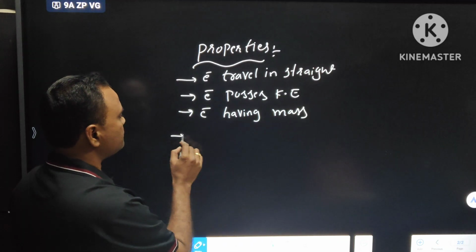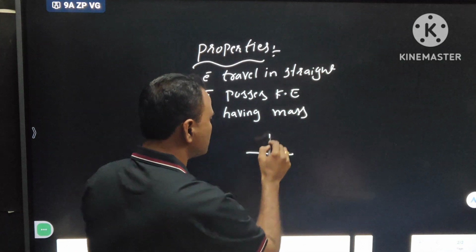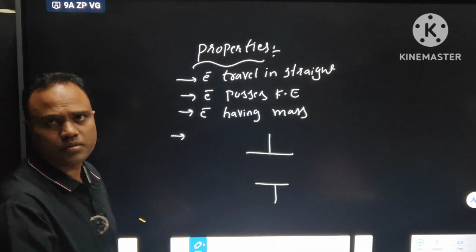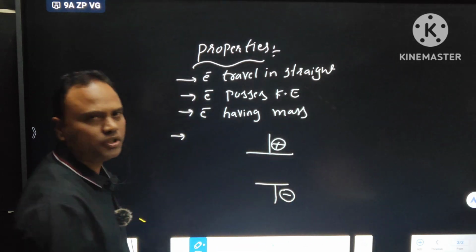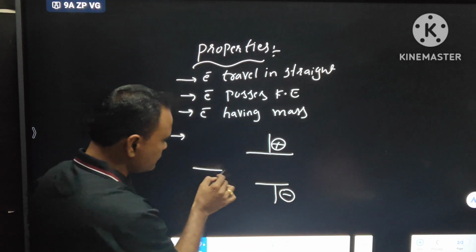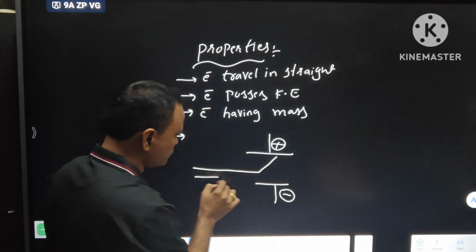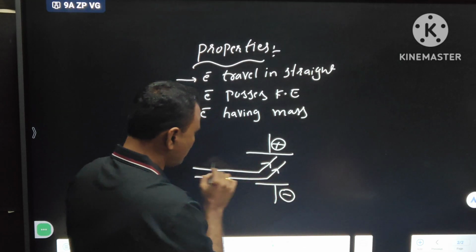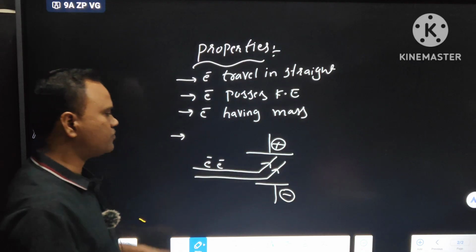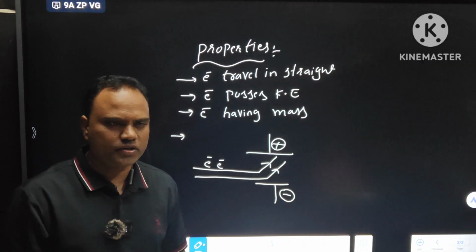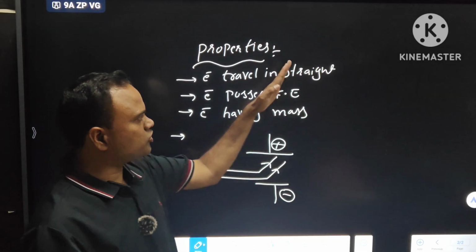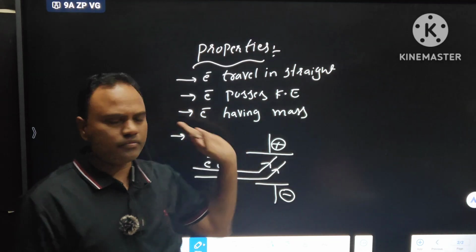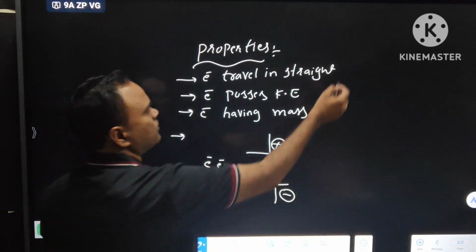And one more important point: when electrons are passed through an electric field, they get deflected towards the positive plate. Why? Because they have negative charge. That's why they get deflected towards the positive plate. Very important.